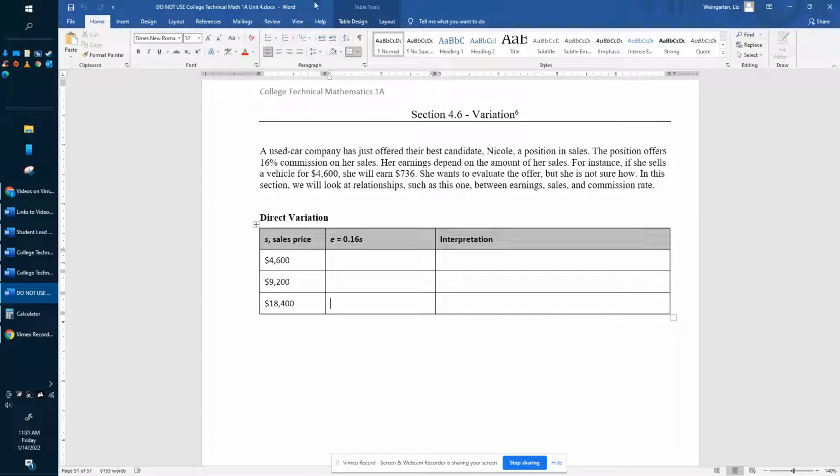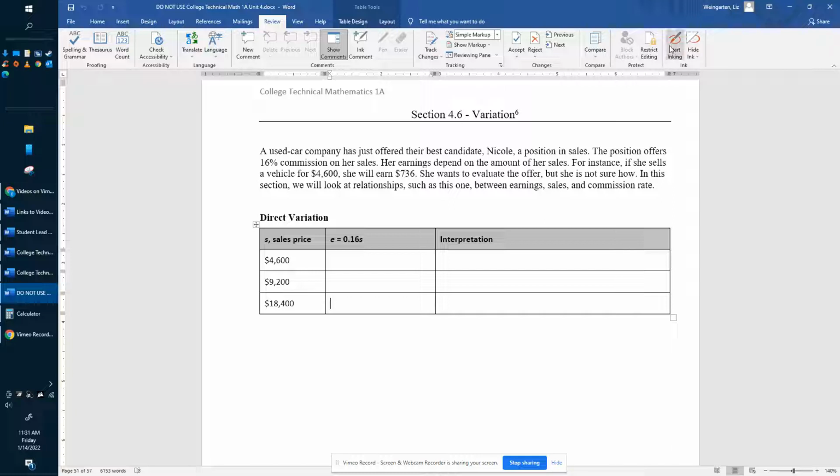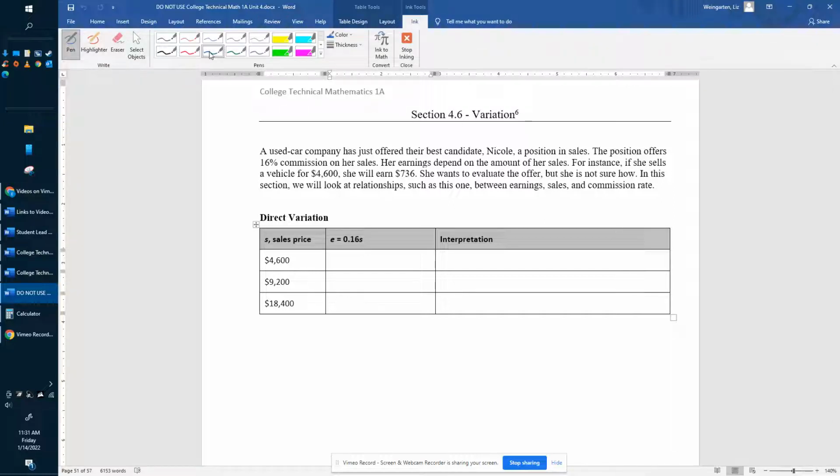Welcome back. In this last section, we are going to talk about variation. Variation is closely related to ratios and proportions. There are certain problems that we could solve using variation, or we could also solve using ratios and proportions. So it's another one of those situations where you need to do what works best for you in your problem solving skills. Let's take a look at this example.